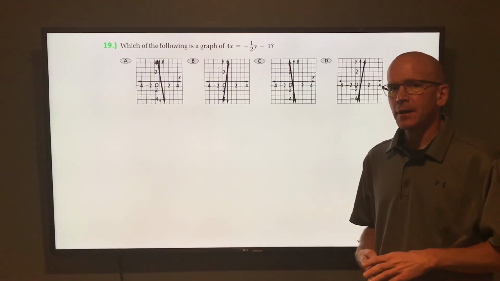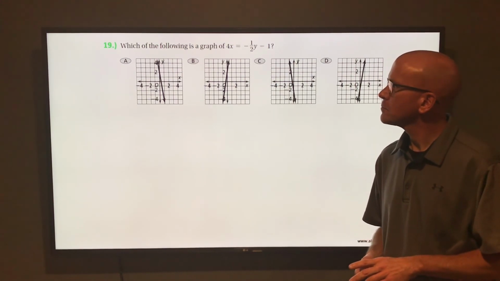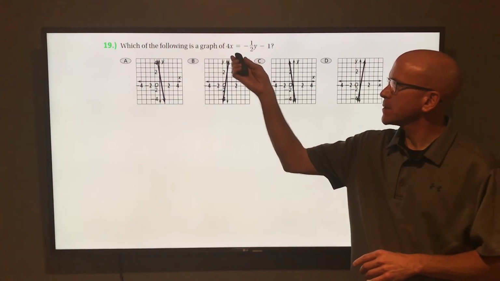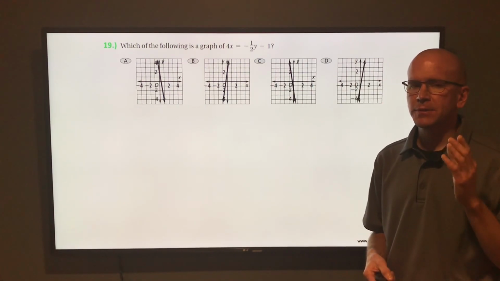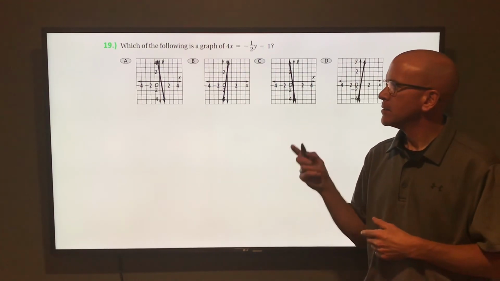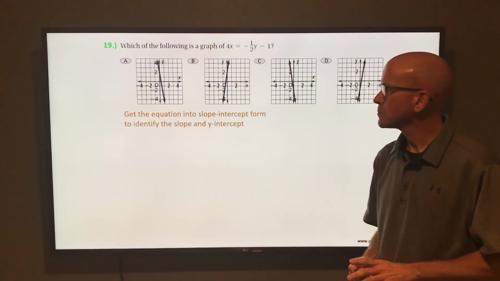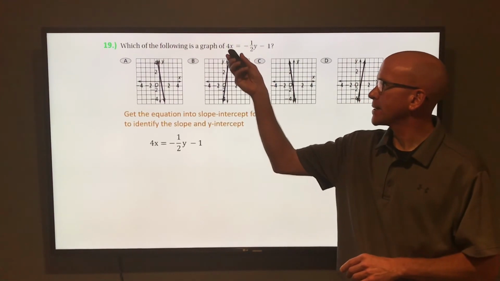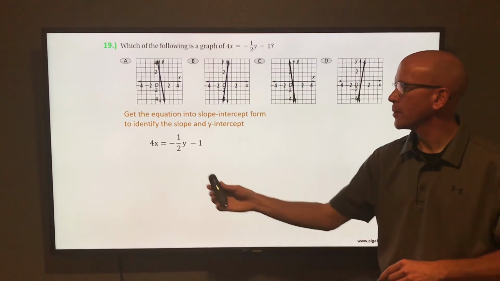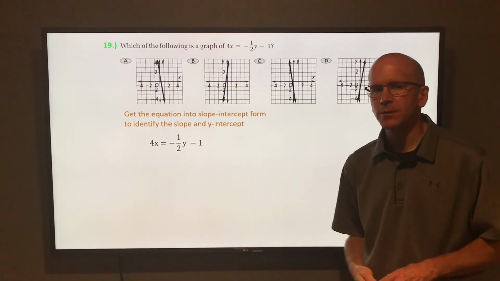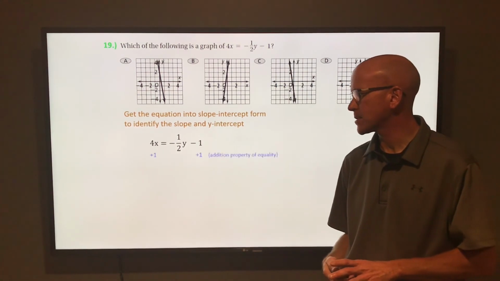A little tough to tell just by looking at them. But if we get that in slope-intercept form, you are able to see the slope and the y-intercept, then you're probably able to pick out the graph. So we're going to take that equation, 4x equals -1/2 y minus 1. We're going to get that in slope-intercept form. We're going to solve that for y. Get it in the form of y equals mx plus b.